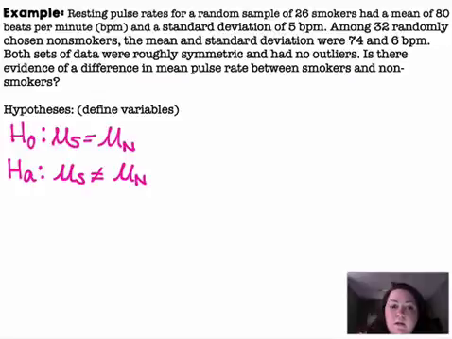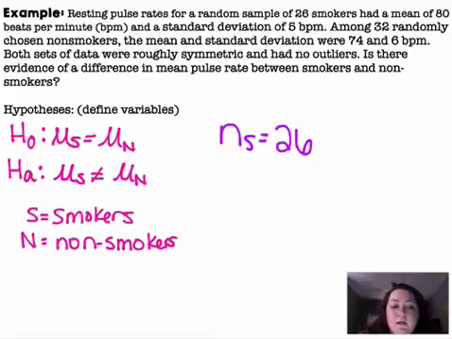Okay, so I'm going to write my hypotheses. So the mean of smokers is equal to the mean of non-smokers. That's my null hypothesis. My alternative is that the mean of smokers is not equal to the mean of non-smokers. And we're saying S is the beats per minute of smokers and N is the beats per minute of non-smokers.